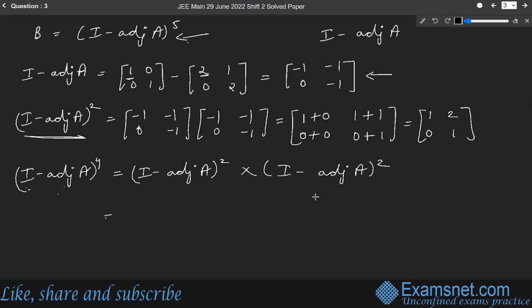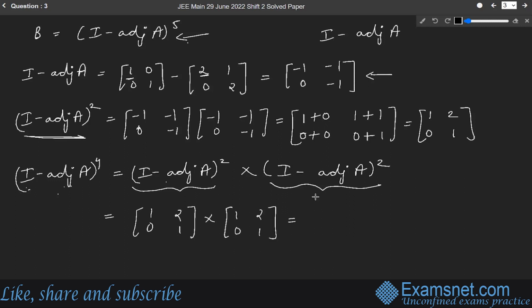So let us find its value. Here you can see that bases are same. So powers are added. That is why it is equal to I minus adjoint of A to the power 4. Okay. We have this value I minus adjoint of A square. It is 1, 2, 0 and 1, again multiplied with 1, 2, 0 and 1.